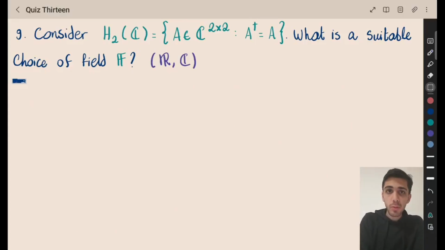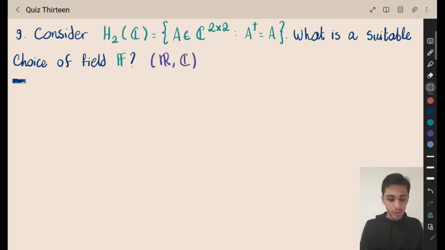Consider the space of 2 times 2 Hermitian matrices. What is a suitable choice of field? It's obvious, right? Very easy question. Yes, of course not. But it's also not that difficult. It just looks scary if you don't know what you're doing and if you don't know the definitions.